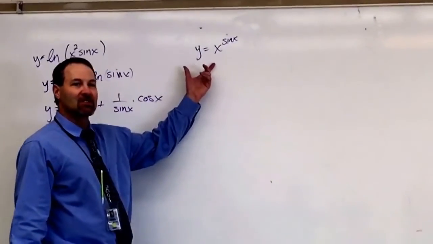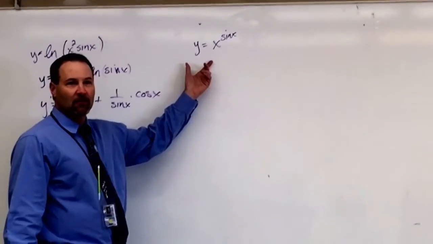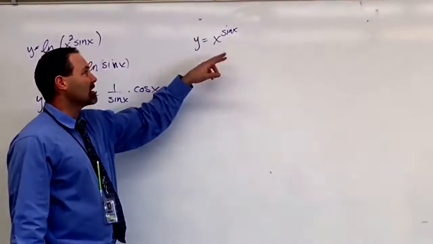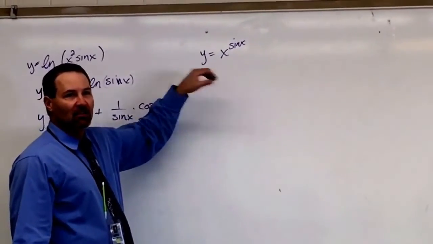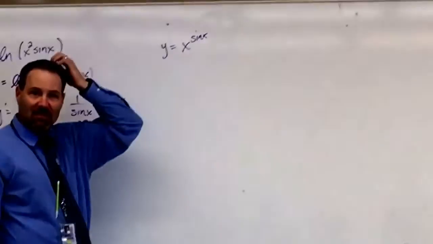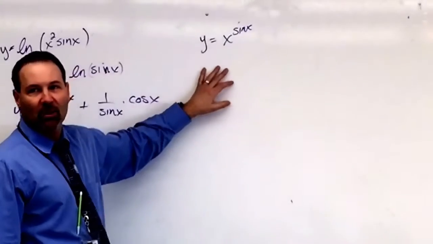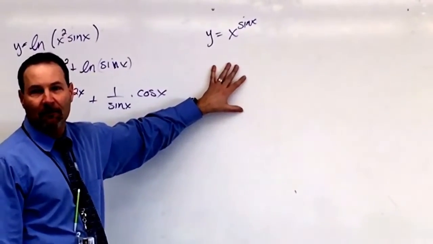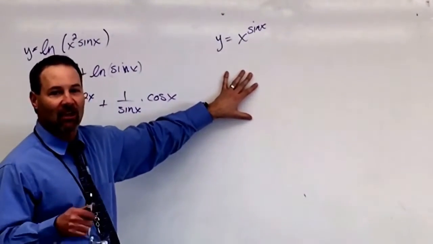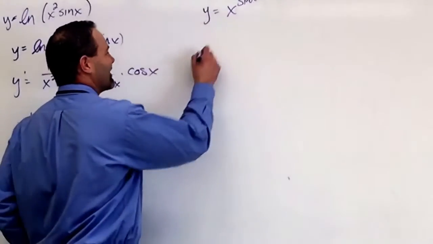How do I do this derivative? A substitution? No. Wait, it's not an a to the u, because a to the u is a constant base, and this is a variable base and a variable exponent. Anybody remember how to do this? Logarithm. Good. We have to take the natural log of each side. That is what the lesson's about.